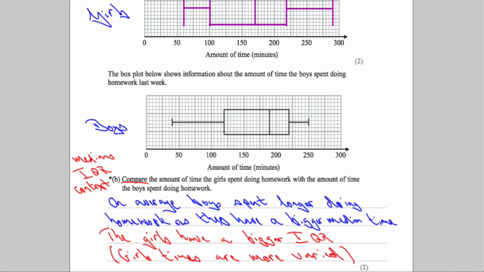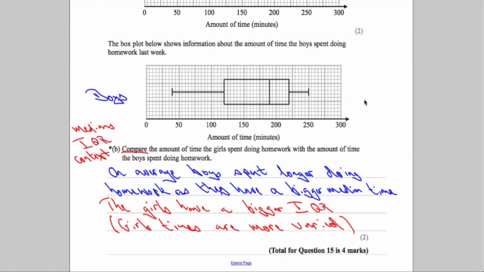Okay, so like I said, when you're asked to compare, always talk about the medians and the interquartile range and make sure that you give one of your answers in the context of the question. In this case, I said that the boys spent longer doing homework. You could have said also that the girls' times are more varied, but that should be enough to get you the full 2 marks there.